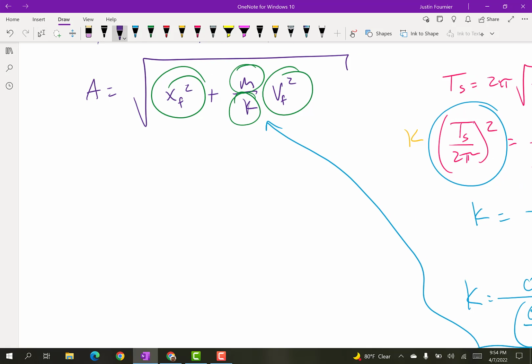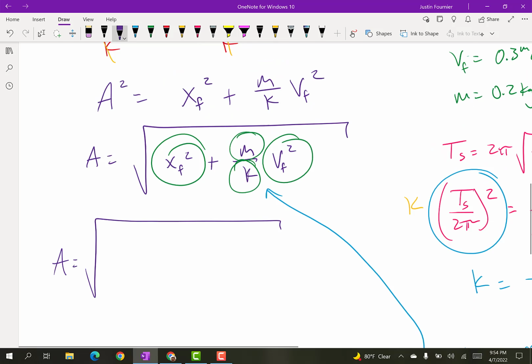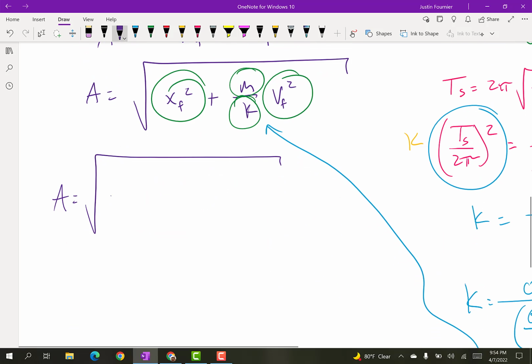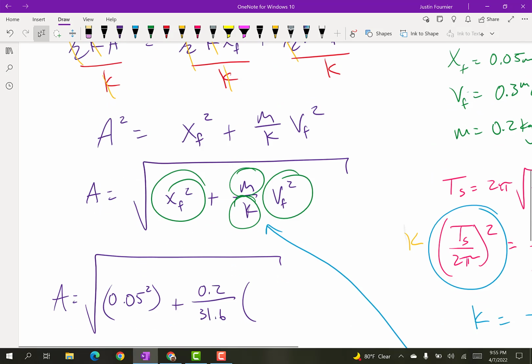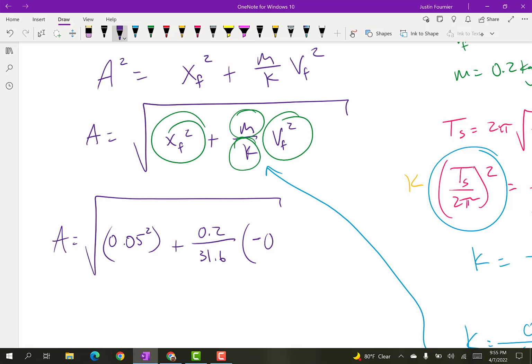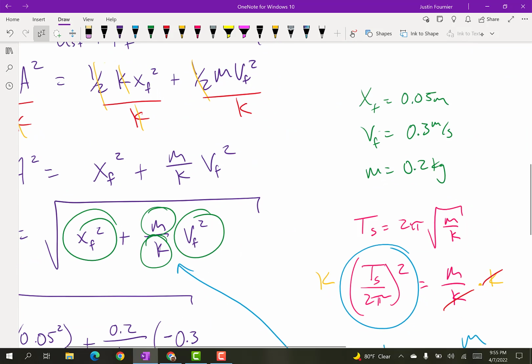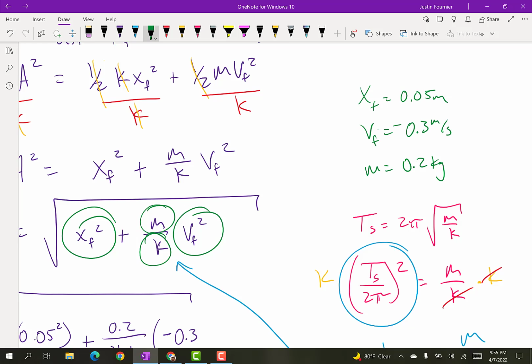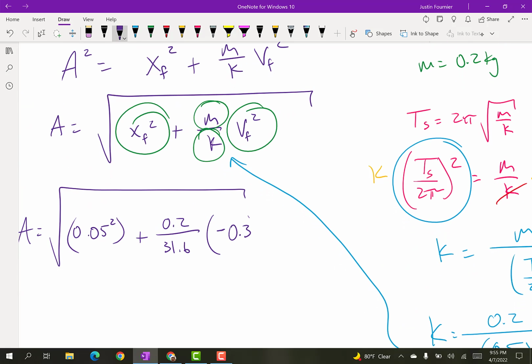So hopefully if I plug all this in now, I'll be able to get my amplitude. It's going to be the square root of my final position, which is 0.05 squared, plus my mass, which is 0.2, divided by my constant that I just found, which was 31.6, and all that multiplied by the speed, which is 0.3, or negative 0.3 technically. It doesn't really matter because all this is being squared. And then take the square root of all that.